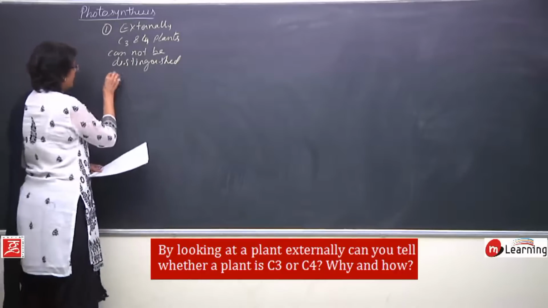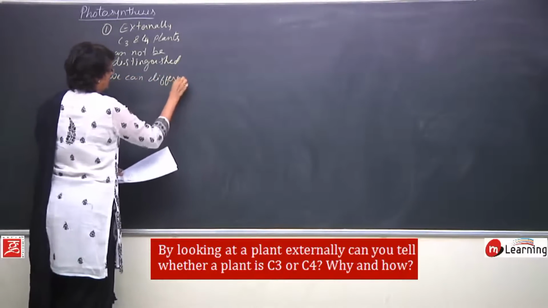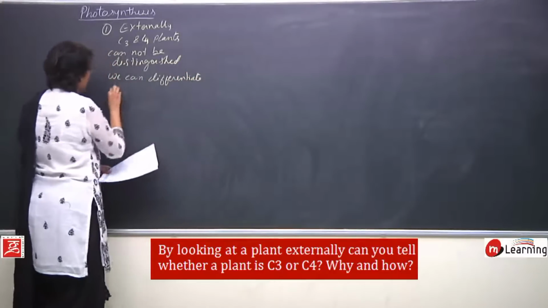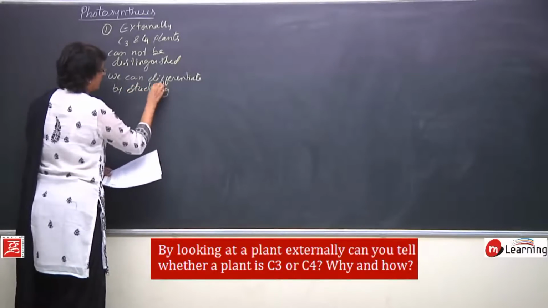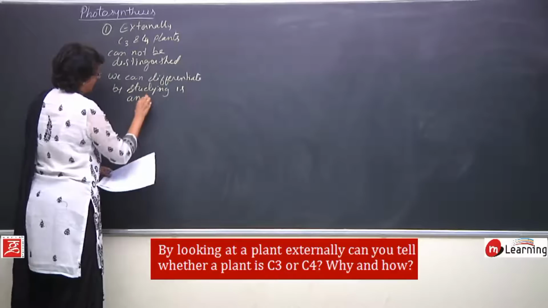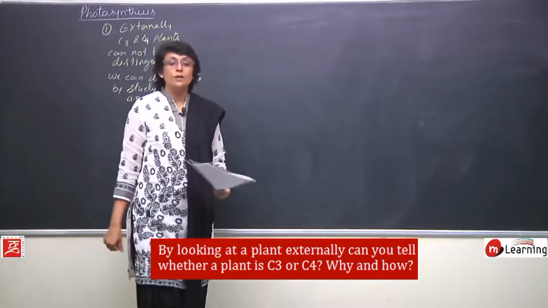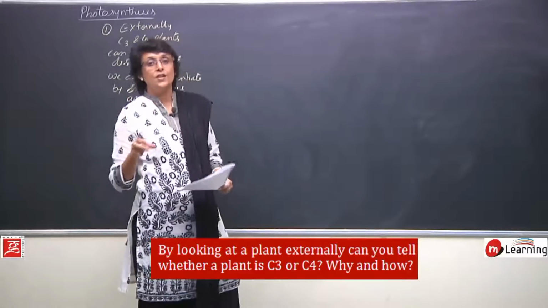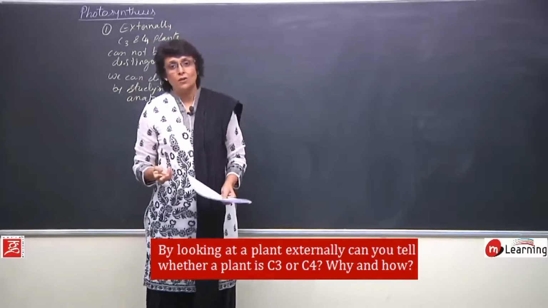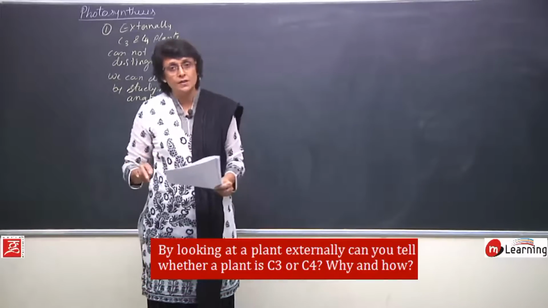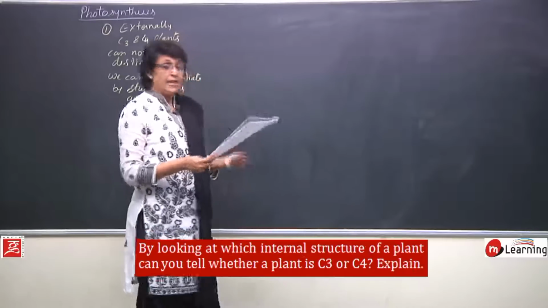So we can differentiate by studying its anatomy. Like we talked about, C4 plants show Kranz anatomy, the bundle sheath. So if you see that, it is easy to tell whether it is a C3 plant or a C4 plant. But from external appearance, we cannot say, because morphologically they are identical. Second question.